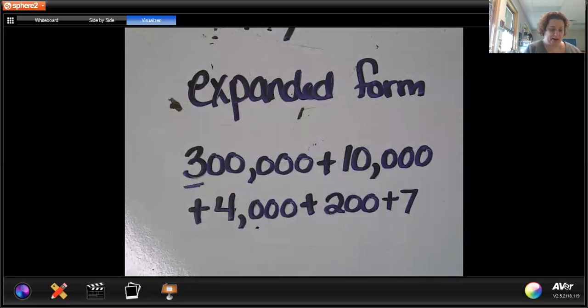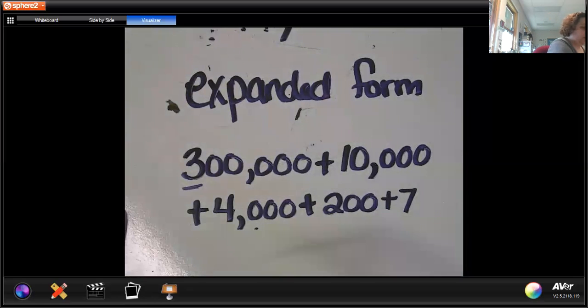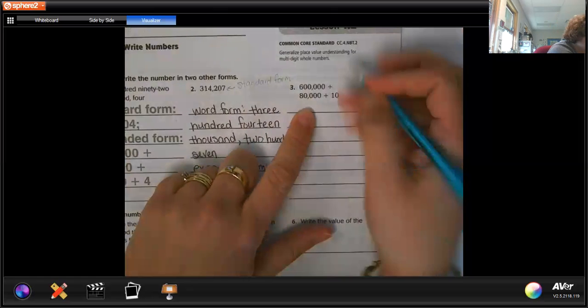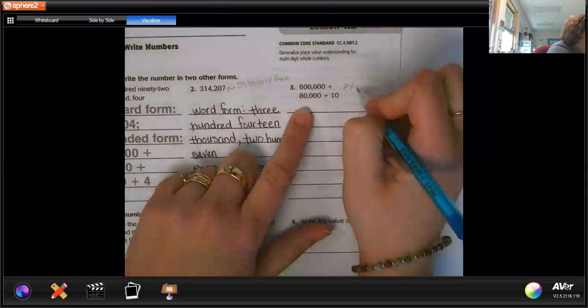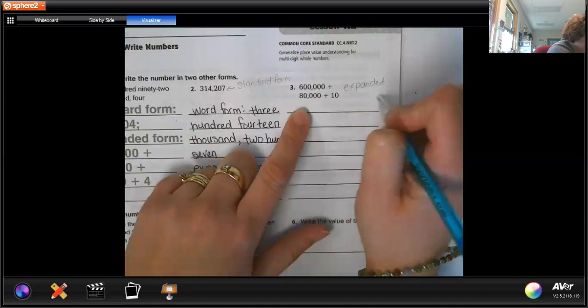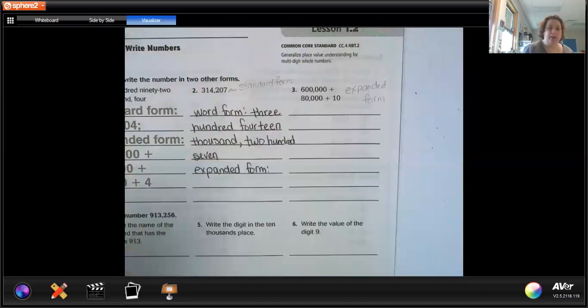So let's look at the next one on that paper, which was already in expanded form. And we're going to do the 2 other forms for it. So this number was already in expanded form. It was 600,000 plus 80,000 plus 10. So I'm going to change that into standard form first.